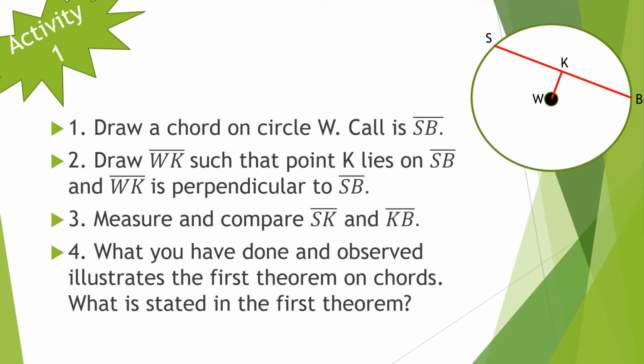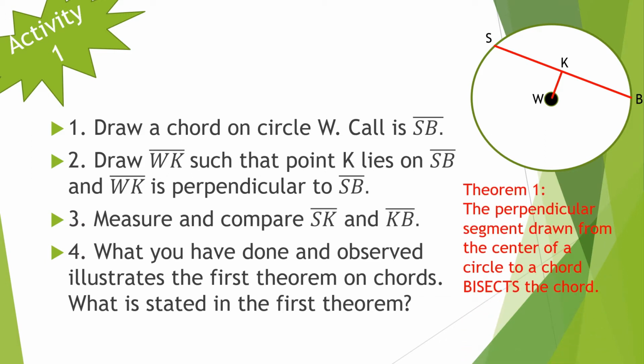What is stated in the first theorem? So in the first theorem, the perpendicular segment, which is WK, drawn from the center of the circle to a chord, which is SB, bisects the chord. When we say bisects the chord, it is divided into two equal parts. So SK is equal to KB.